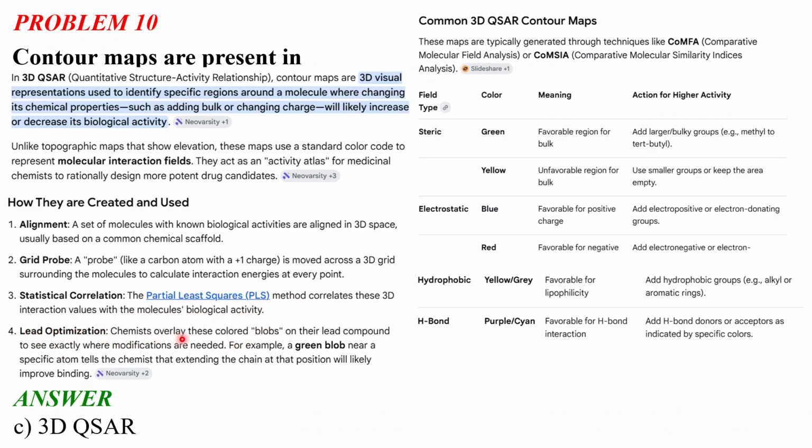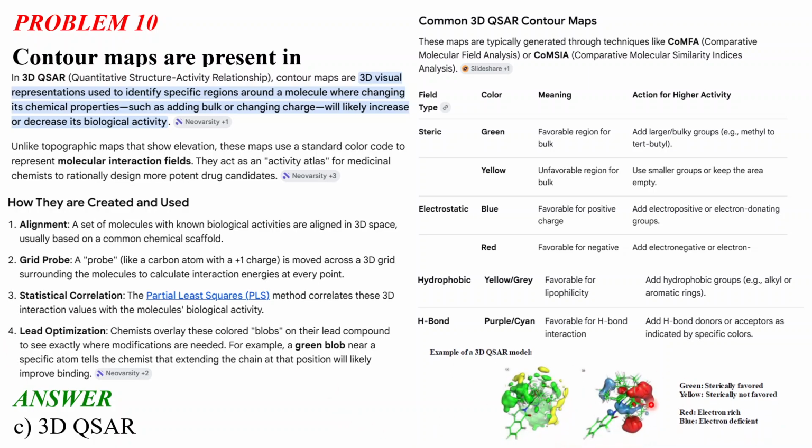The lead optimization: chemists overlay these colored blobs on the lead compound to see exactly where the modifications are needed. Now, for example, a green blob near the specific atom tells the chemist that extending the chain on the position will likely improve the binding. So this is an example of the 3D QSAR model. The green portions are sterically favored, whereas the yellow portions are sterically not favored. The red means the electron rich area, and the blue means the electron deficient. Okay. So these are the examples of the 3D QSAR and the contour maps.